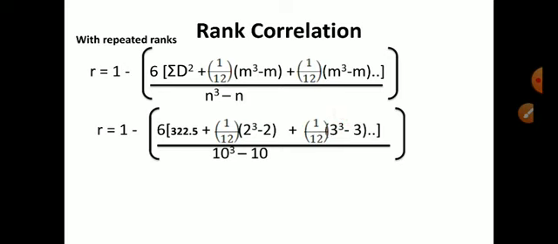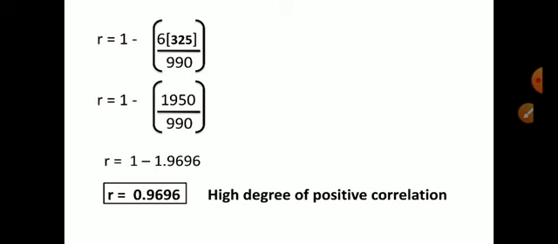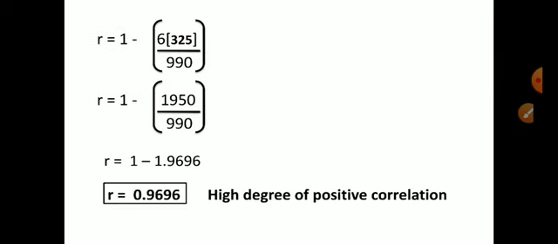We are going to substitute it, and that is 322.5 plus 0.5 plus 2 divided by 10 cube, that is 10 into 10 into 10, 1000 minus 10. Okay, now we are going to calculate further. If we add 322.5 plus 0.5 plus 2, what we got is 325. 6 into 325 divided by 1000 minus 10, which is nothing but 990. We multiply it, and then we divide 1950 by 990.